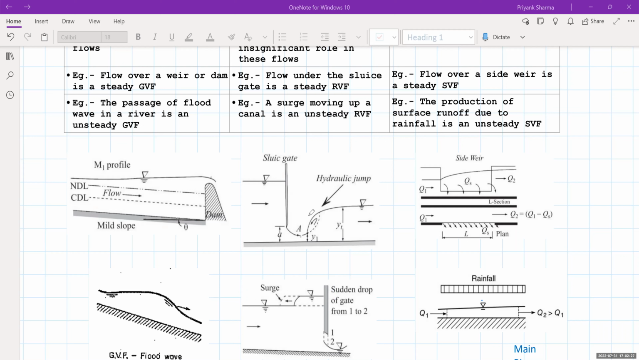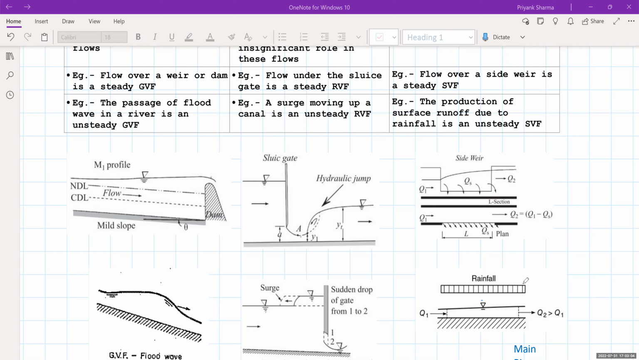Coming to SVF, that is spatially varied flow. So you have a side weir. In this side weir, this is a longitudinal section and this is a plan. There is a flow going, this is Q1, this is Q2, and there is some amount of flow which is being removed. So in plan also you can see. The resultant flow at Q2 will be Q1 minus QS. So the flow is subtracted, and that is called a spatially varying flow, and it is steady. The rate of flow is steady.